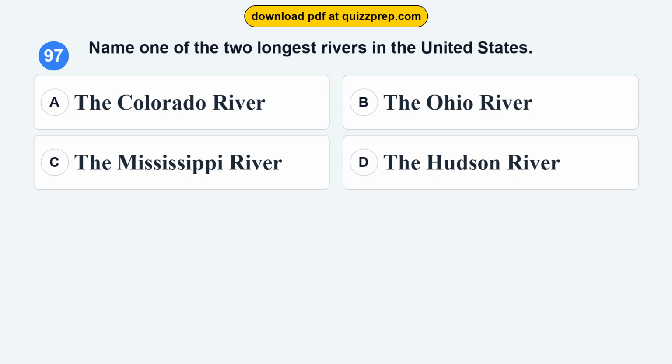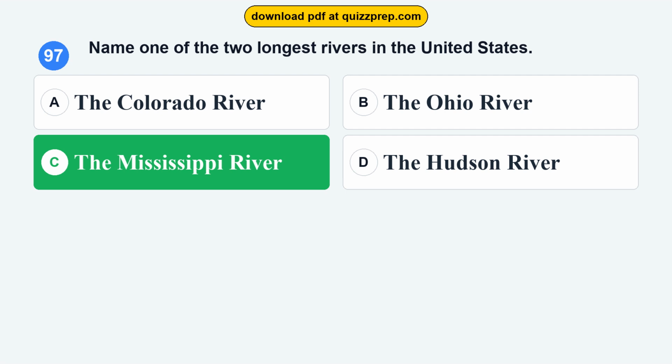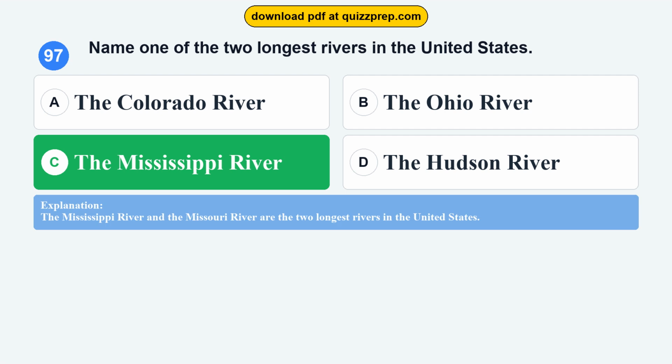Question 97. Name one of the two longest rivers in the United States. Option A, the Colorado River. Option B, the Ohio River. Option C, the Mississippi River. Option D, the Hudson River. The correct answer is option C, the Mississippi River. The Mississippi River and the Missouri River are the two longest rivers in the United States.